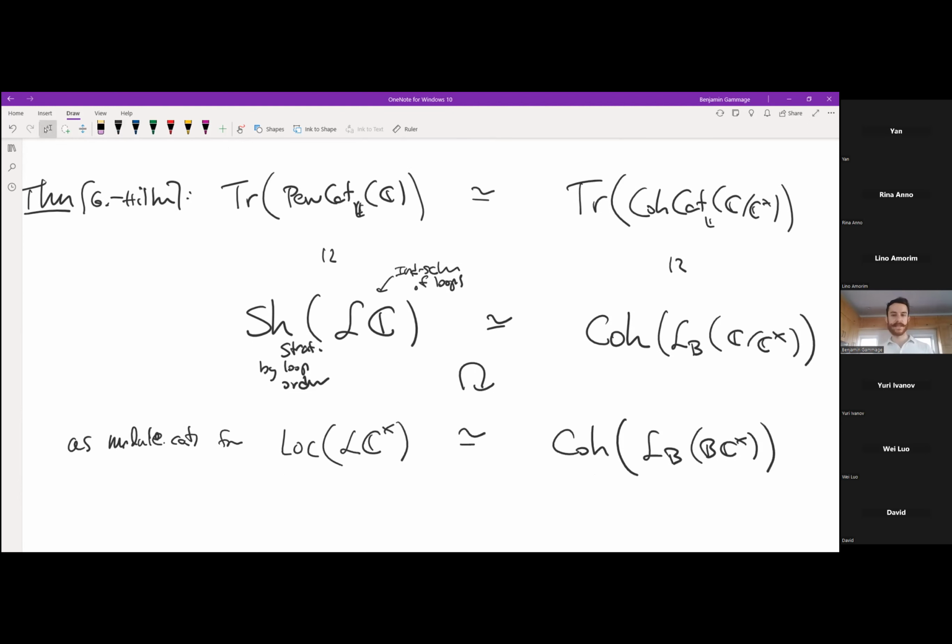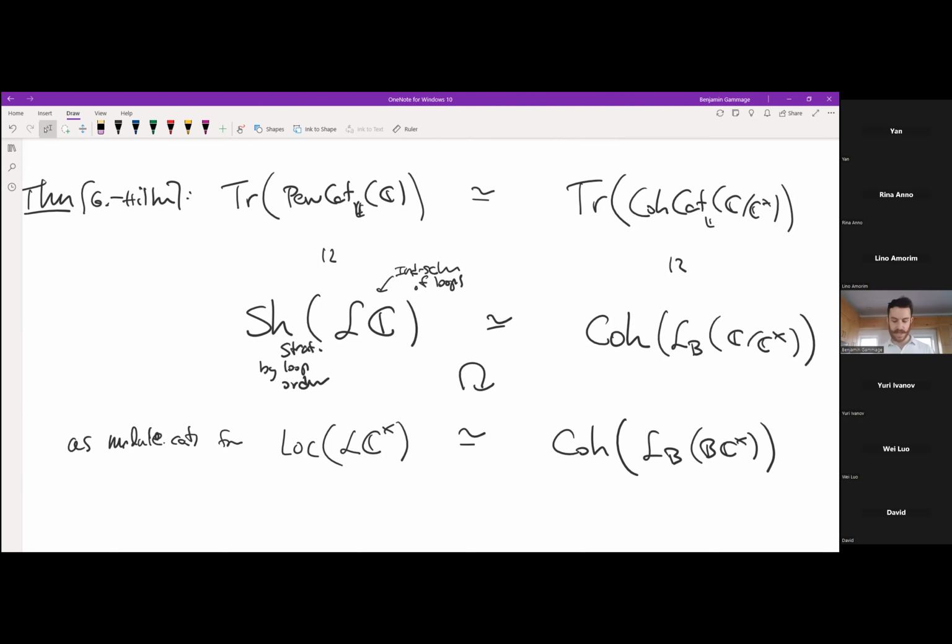So this was meant to give you a flavor of what the categorical trace is. The categorical trace really is like putting your category on a circle. So you're adding a loop to your situation. And things can become somewhat complicated when you do that.